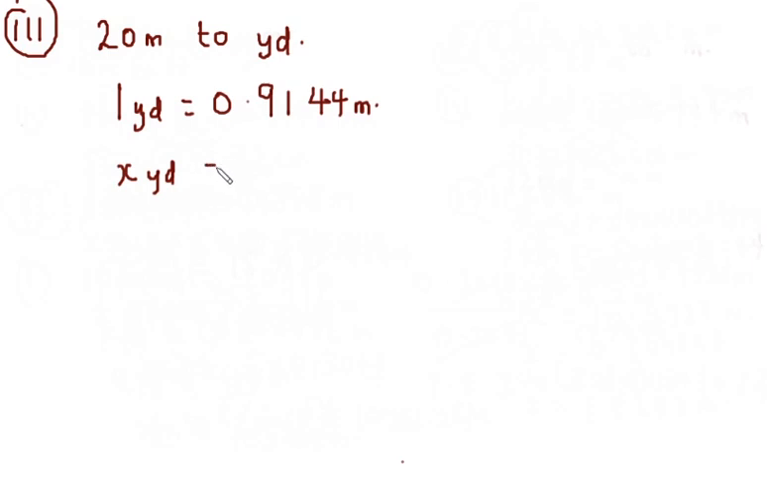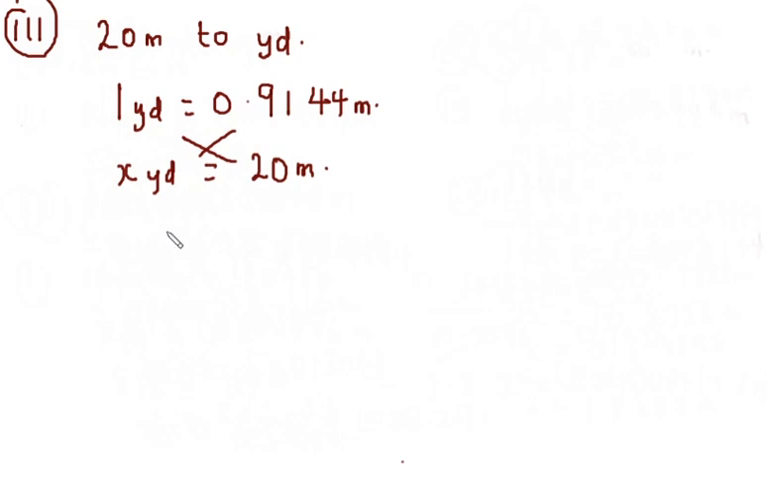Let's take another example. For our third example, we have 20 meters to yards. Unlike before, we are converting meters to yards now, but it's still going to be the same idea. We still say 1 yard is equal to 0.9144 meters, and then x yards, because we do not know the value of yards, should be equal to 20 meters.